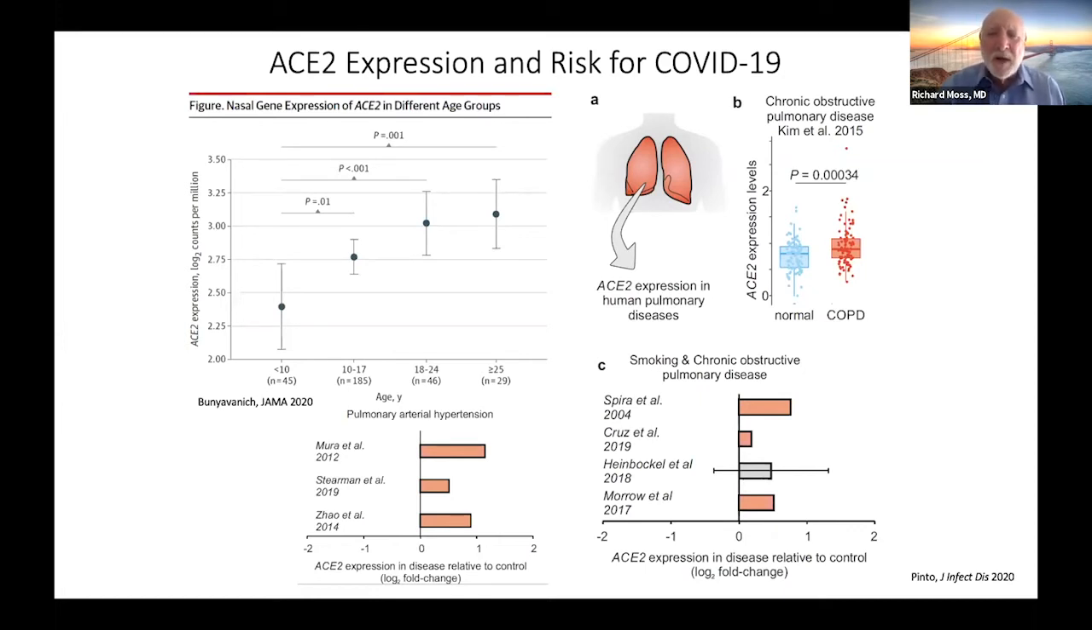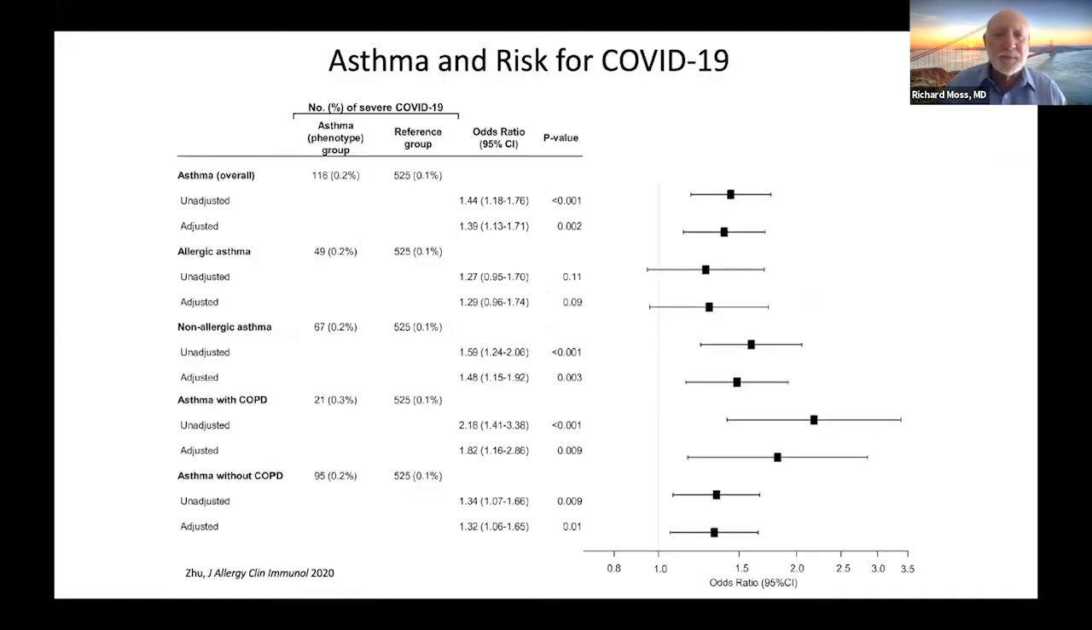The rest of the slide shows some other lung diseases. So you see here chronic lung disease, higher expression of ACE2 in people with COPD, higher expression in people with pulmonary artery hypertension, and in smokers, especially those that also have COPD. And we know smoking is a major risk factor for the development of COPD.